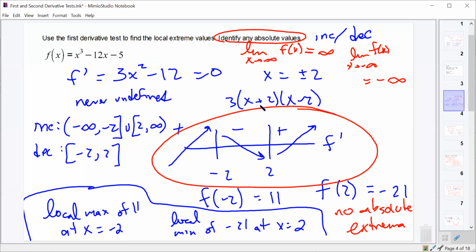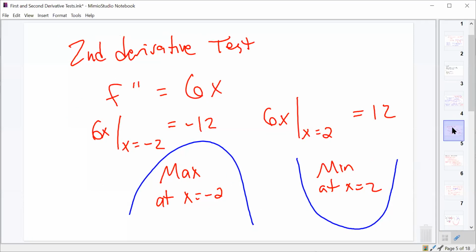So we have 2 potential methods for determining if it's a max or a min. One, which will always work, is the sign chart. And 2, the second derivative test, which only works if your critical values were places where your derivative was equal to 0.